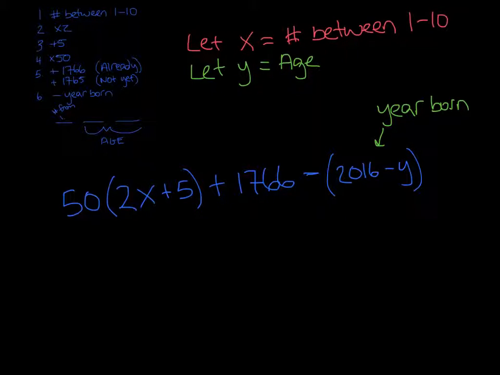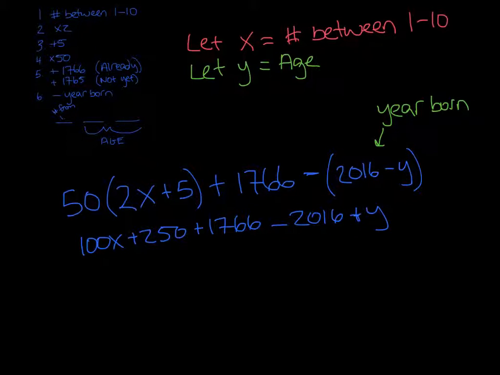Well, it looks pretty ugly right now, so let's do some simplifying. We can write 100x plus 250 plus 1766 minus 2016 plus y. Remember to distribute that minus sign. When you add 250 and 1766 and subtract 2016, you get 0. So this next step is just going to give us 100x plus y. And that's what this whole thing boils down to.